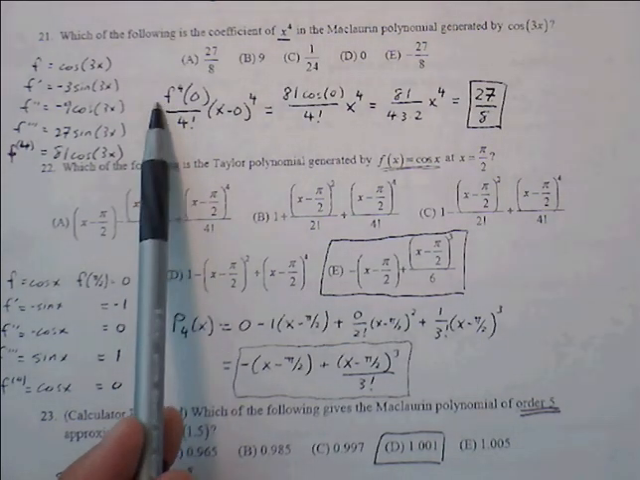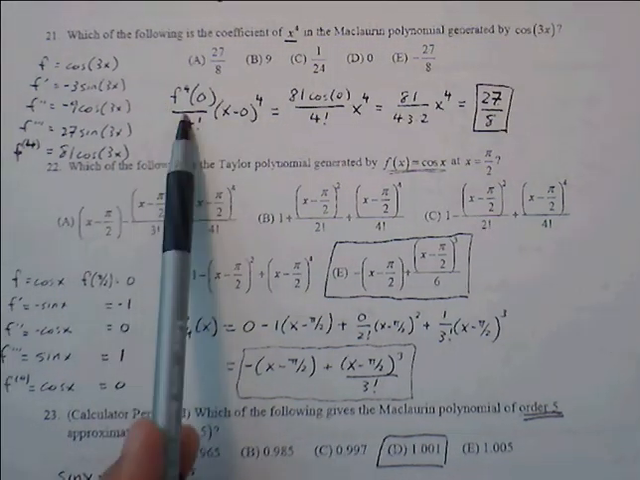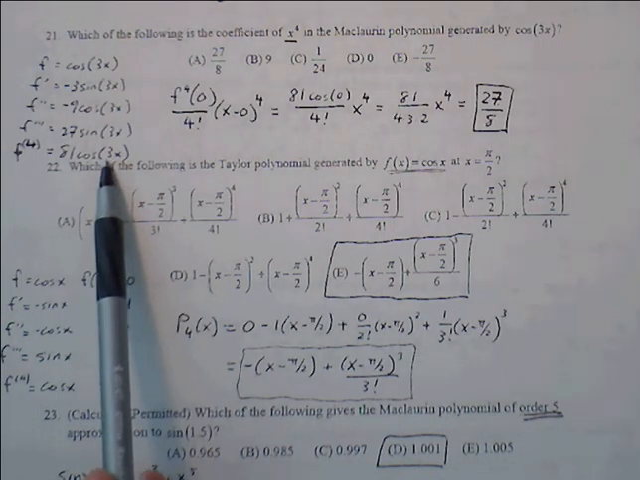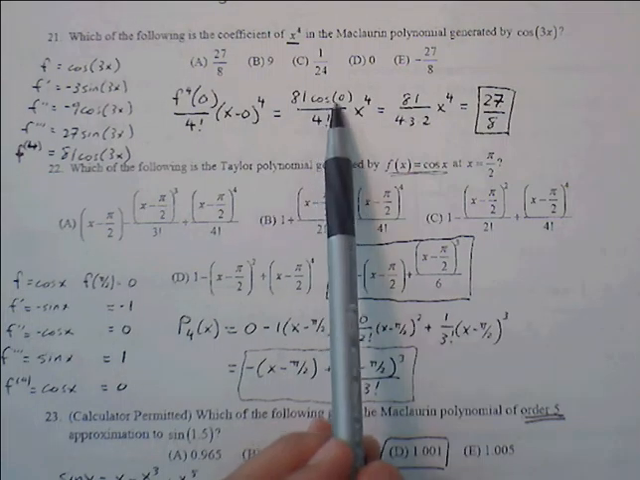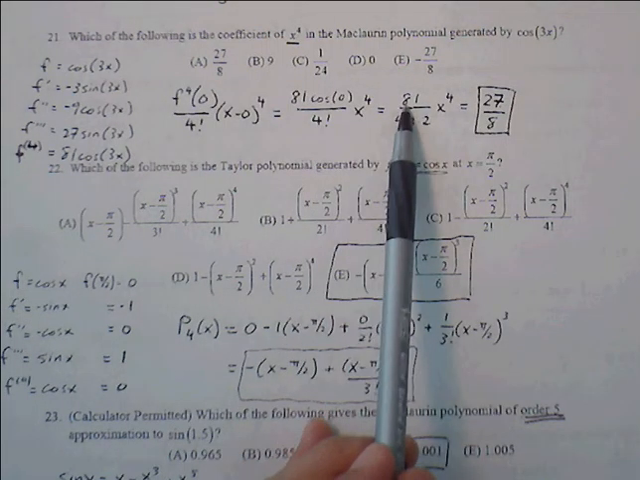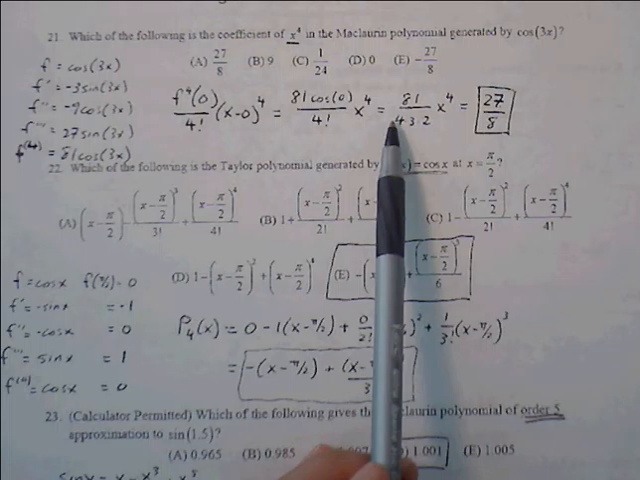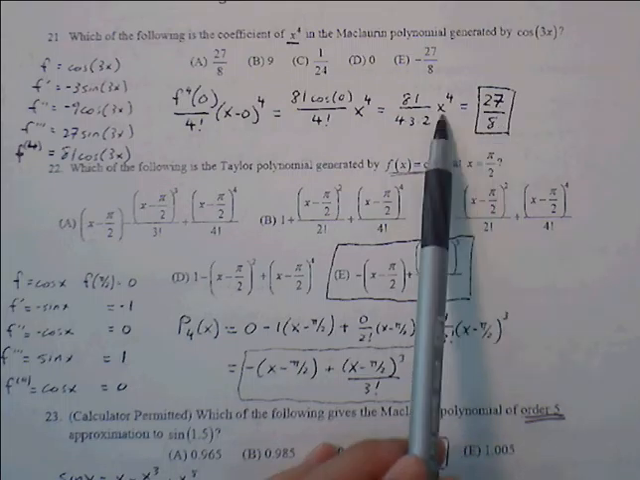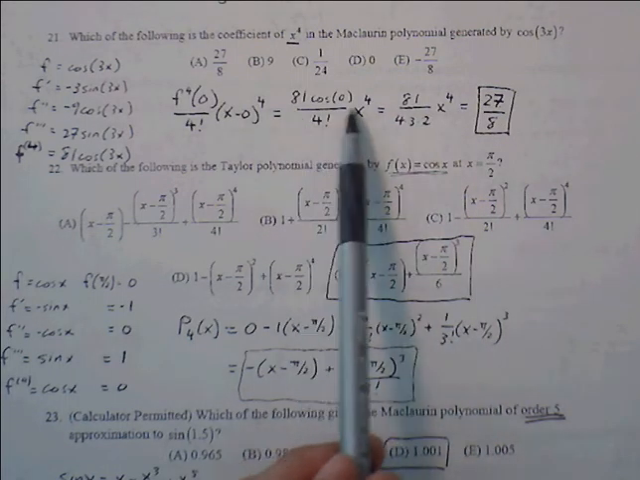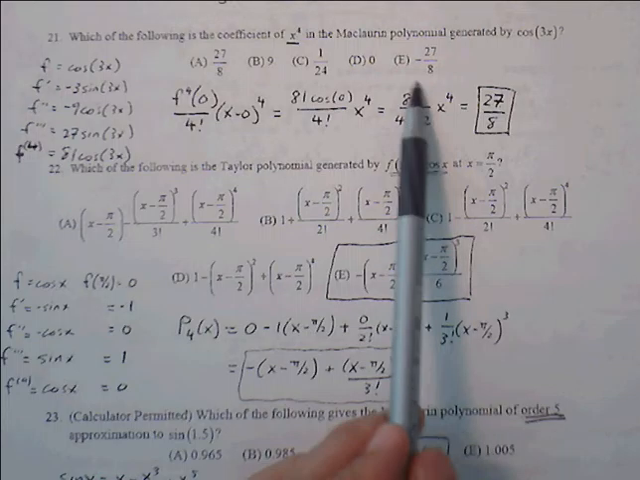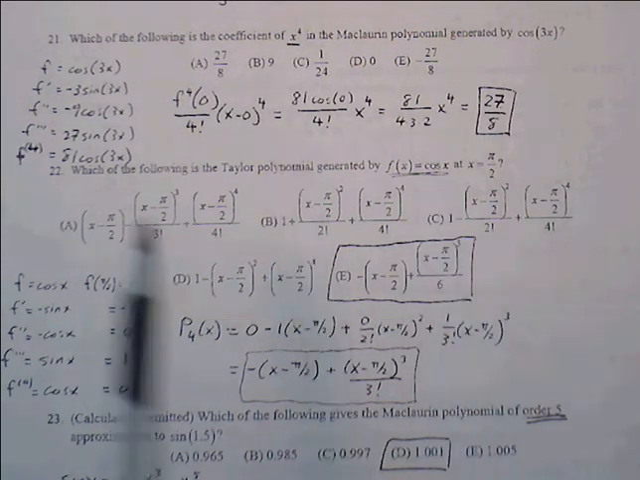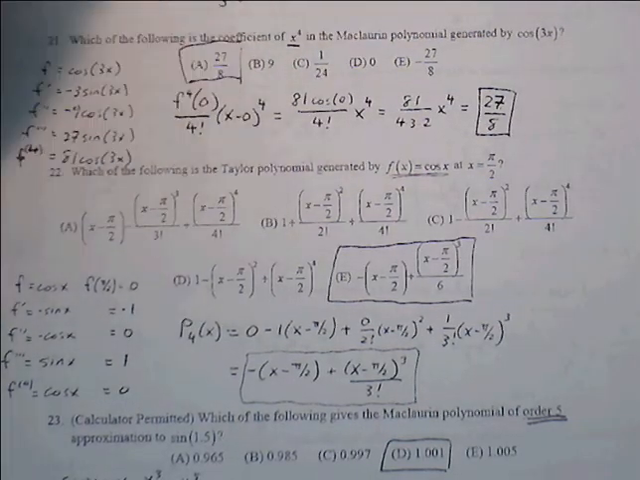So the fourth derivative is 81 cosine of 3x. Evaluated at 0 means we plug 0 into the fourth derivative. So 81 cosine of 0. Cosine of 0 is 1, so 81 times 1 over 4 factorial. If I clean this up, 4 times 3 times 2 becomes 24. 81 divided by 24 is 27 over 8. And then x minus 0 to the fourth is simply x to the fourth. The coefficient is everything in front of the x to the fourth, so therefore 27 over 8. Choice A.